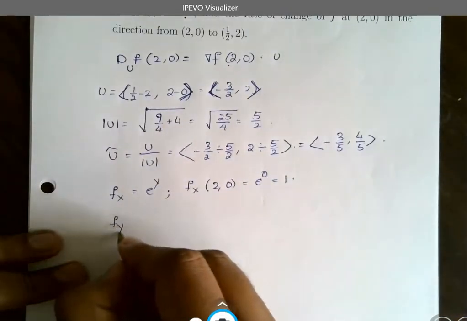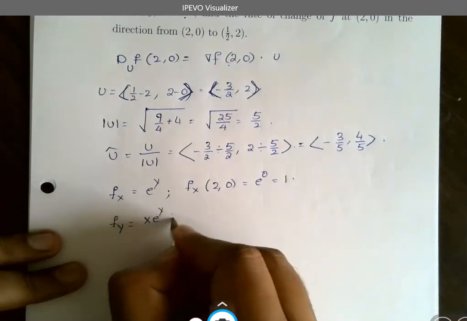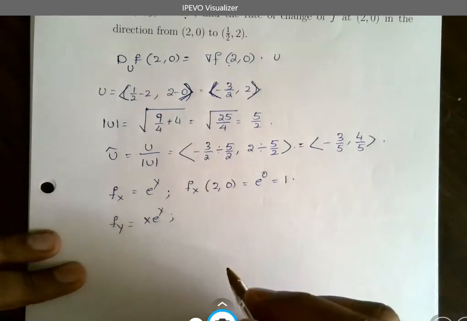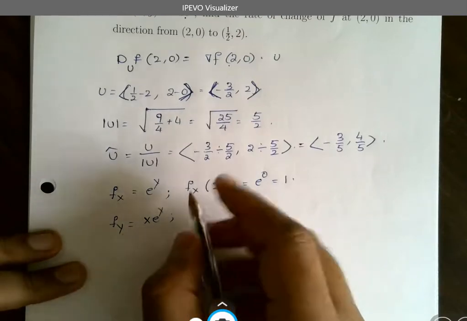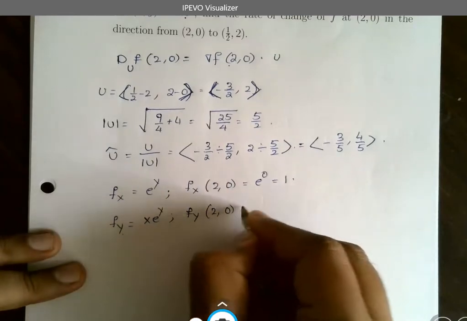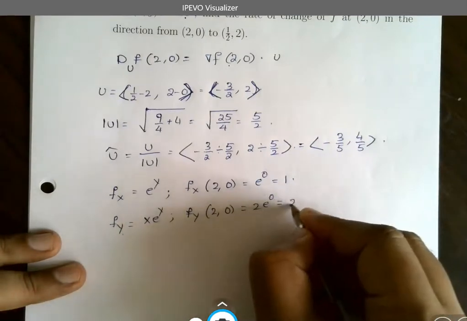Okay, fy: when you differentiate it, you get x e to the y, correct? So fy is going to be x e to the y. So then what happens? You get fy of (2, 0). So x is 2, e to the 0. So that's going to be 2, right?